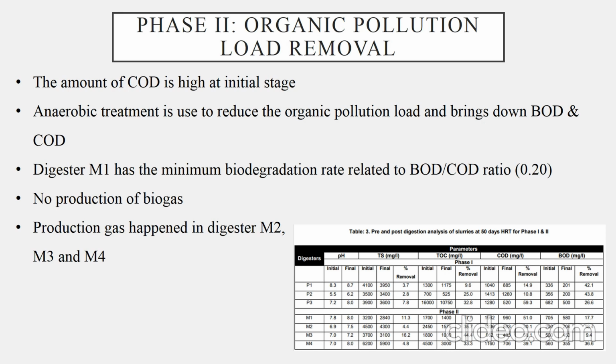According to the result, digester M1 has the minimum biodegradation rate related to the BOD/COD ratio, which is 0.2, causing no production of biogas. This is because of the absence of nutrients and lack of water to enhance microbial activity. But for digesters M2, M3, and M4, the production of biogas happened because of the addition of kettle dung with dairy waste or inoculum, causing a more efficient energy producer.